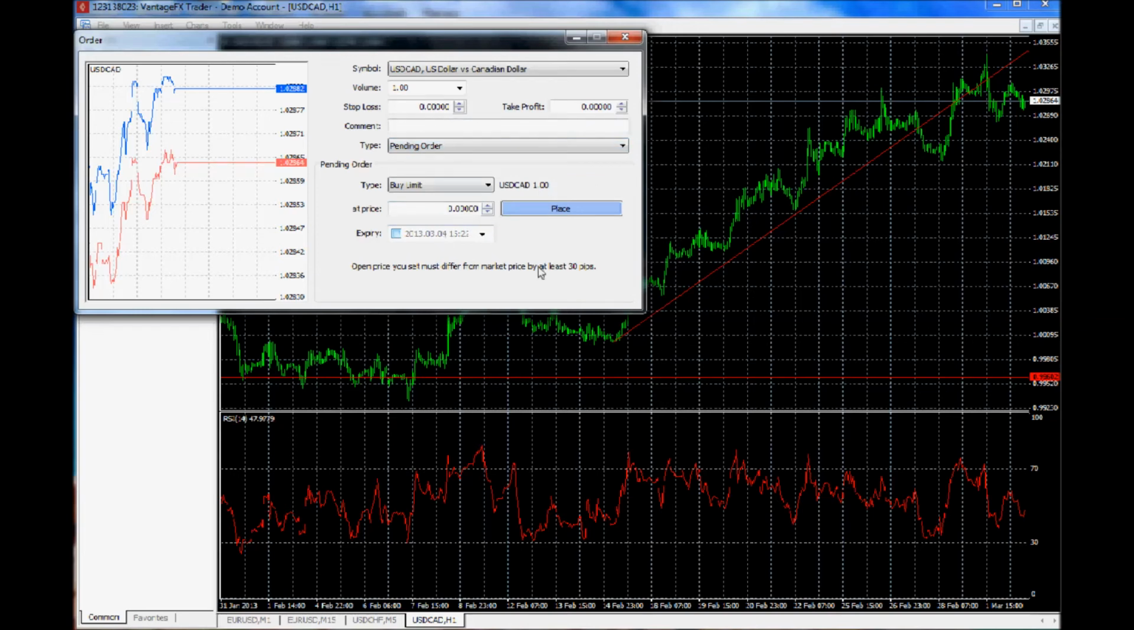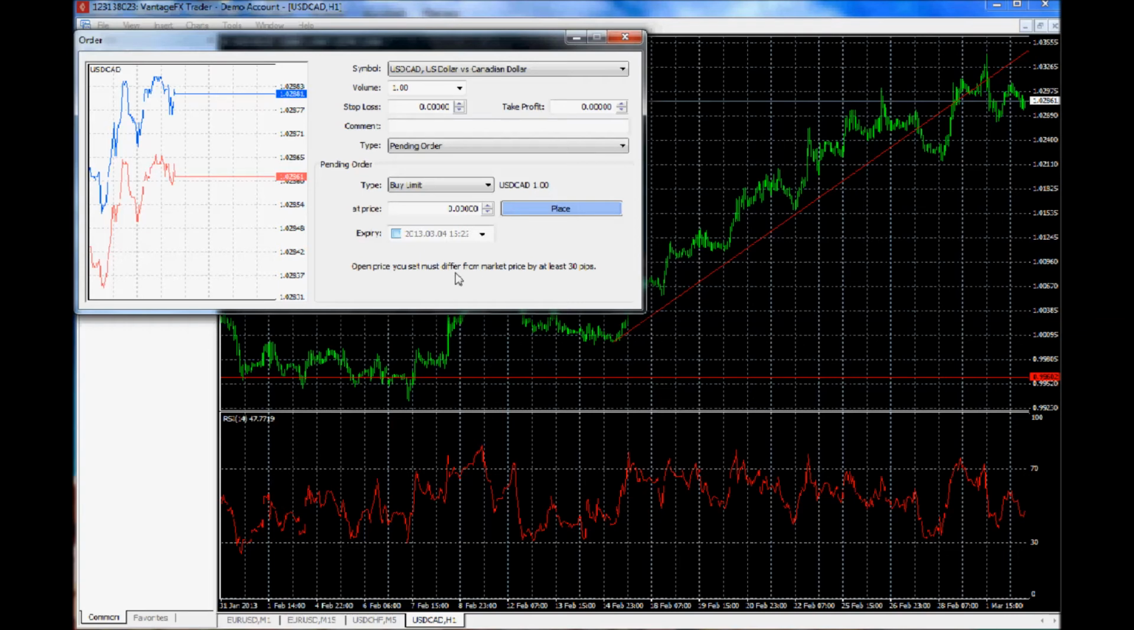A pending order is one that will happen once the market reaches that area. And as you can see here, the opening price must differ from the market by at least 30 pips. So what you're doing is believing that it may well reach an area in the future. So you may have identified a support area that you think, well, it's going to hold.